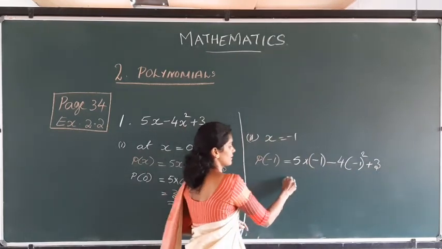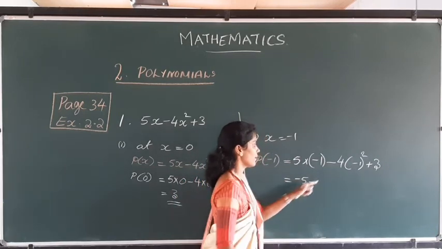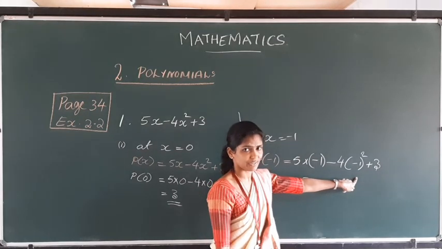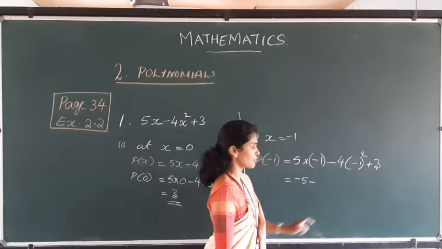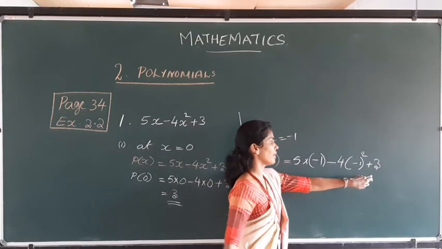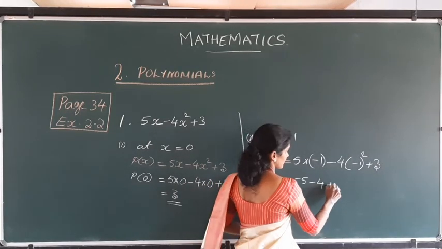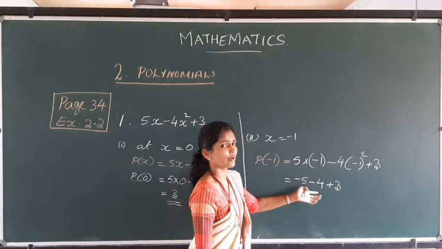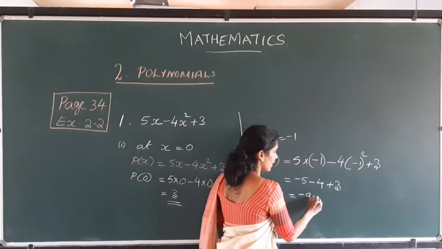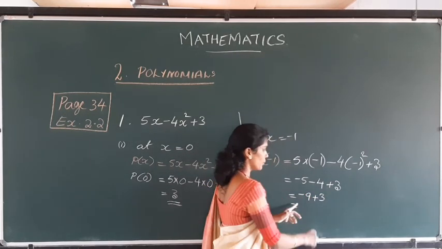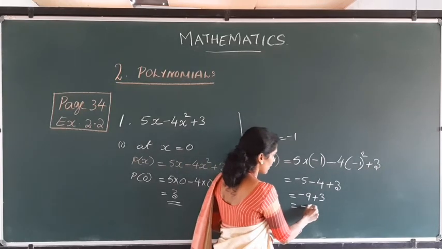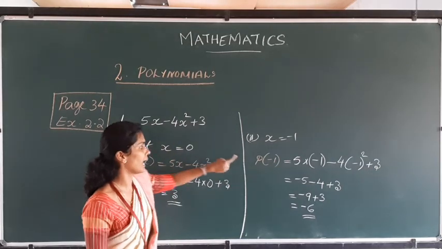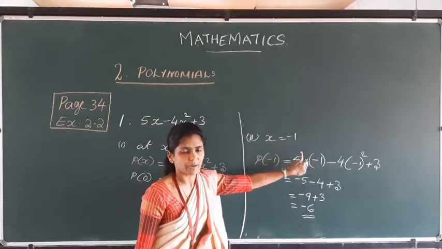5 into minus 1 is minus 5. Then minus 4 into, what is minus 1 the whole square? That is plus 1, right? That means minus 4 into plus 1. That is minus 4 again. Then plus 3. What is the sum? Minus 5, minus 4, that is minus 9 plus 3, equal to minus 6. This is the value of this polynomial at x equal to minus 1.